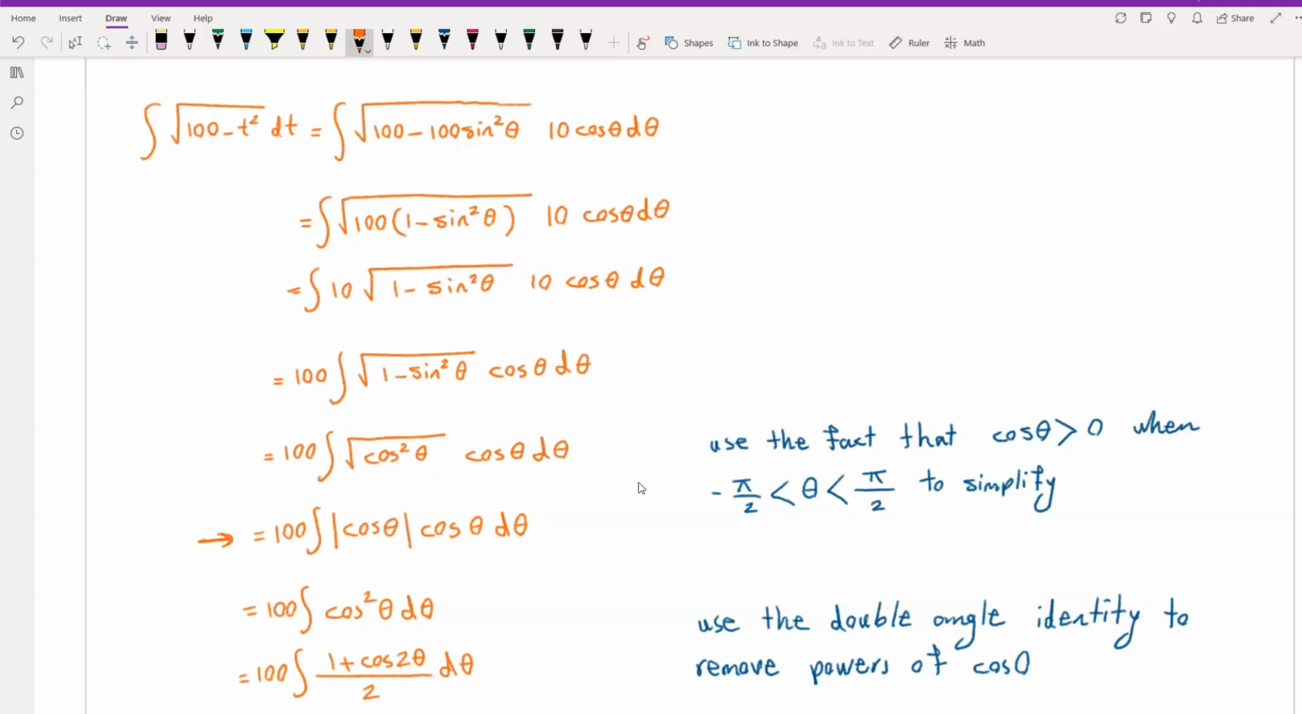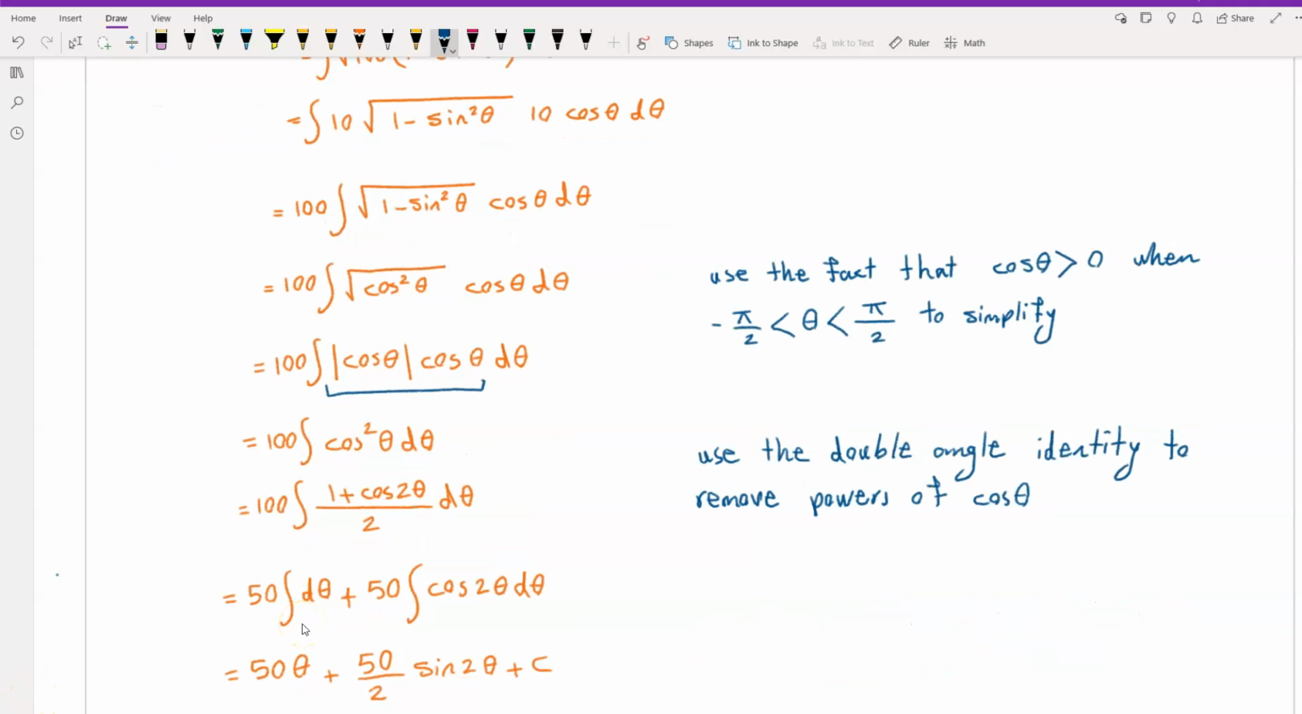So what we have here on this part, this is equal to 100 integral instead of square root of cosine square. Now here we have absolute value of cosine multiplied by cosine times d theta. And then next step, so cosine theta is greater than 0 because of that. Instead of this part, now we have cosine times cosine is equal to cosine squared. And then we have to use the double angle identity to remove powers of cosine theta. So instead of cosine squared, I used 1 plus cosine 2 theta divided by 2.